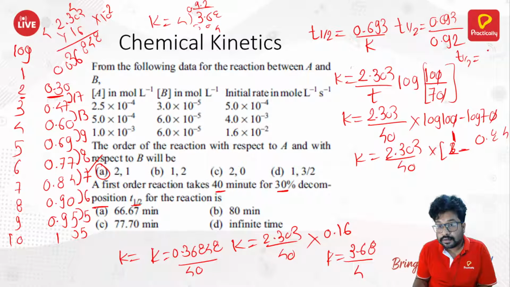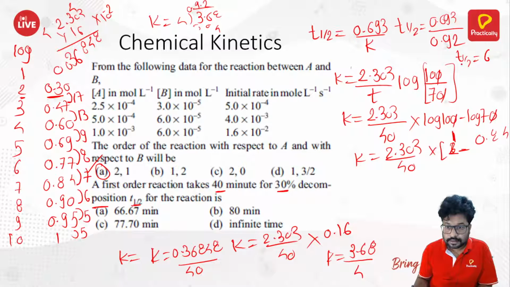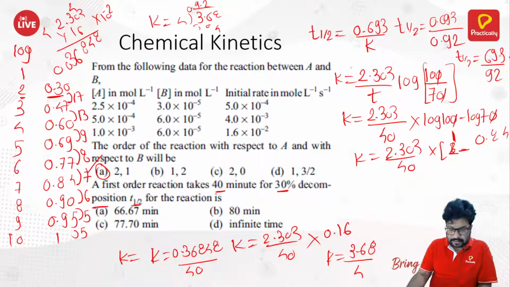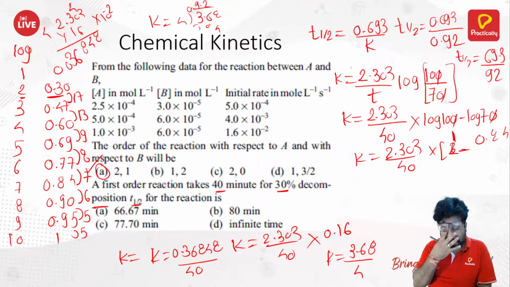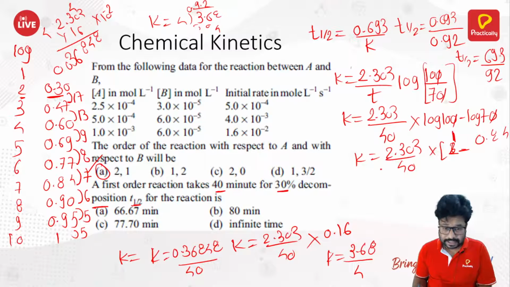T half is equal to how much does it become? 69.3 upon 92. It must be some minutes. Maybe have we gone the wrong way? I don't know. First order. But anyways, that is how you can solve this.